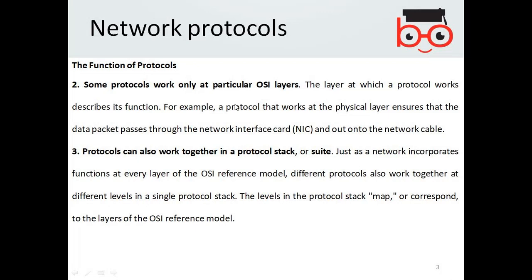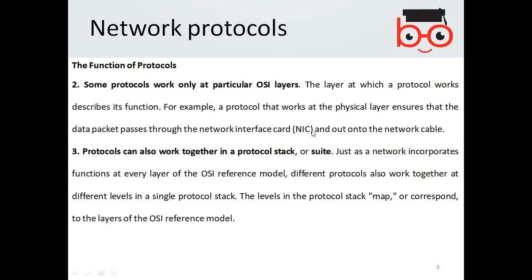Have you heard about the OSI layers or OSI model? Yes. Abid, how about you? I don't have deep knowledge, but I just heard about it.